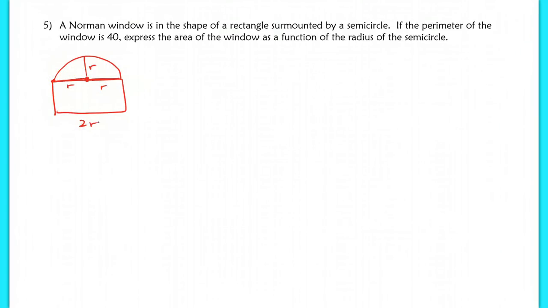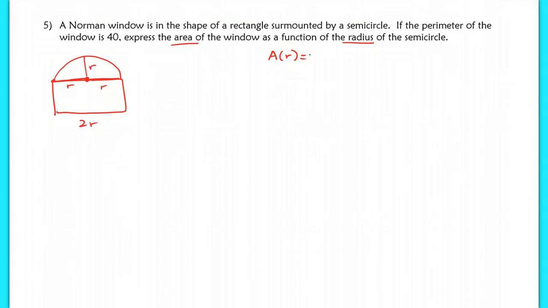Anyways, the perimeter of the window is 40, so this is our constraint. The perimeter is 40 for the entire window. But we're supposed to express the area of the window as a function of the radius of the semicircle. So express area as a function of radius means we're going to write A of r.